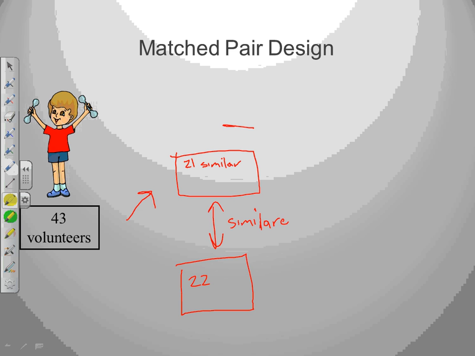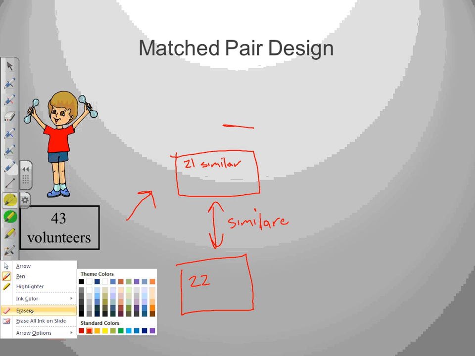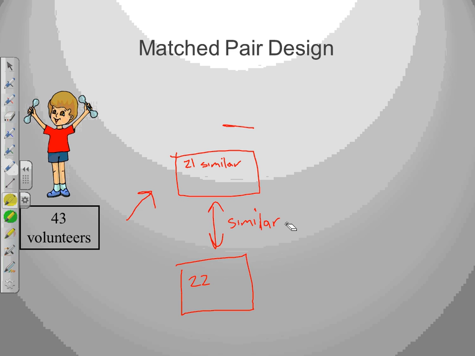Similar people in opposite groups. Similar people in opposite groups. And then from there we randomize. Actually, we need to make sure that those similar people are all getting similar treatments.